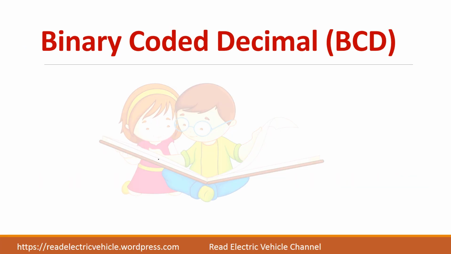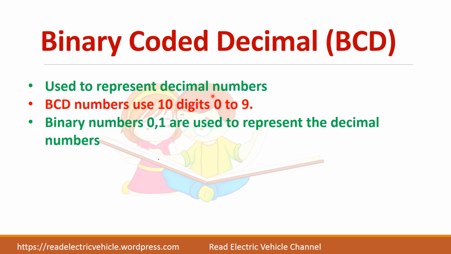What is a BCD number? BCD stands for binary coded decimal. Actually, this is a method used to represent decimal numbers. We know decimal numbers are from 0 to 9. So, BCD numbers also use the same 10 digits, 0 to 9. The difference is that here the binary numbers 0 and 1 are used to represent the 10 digits.